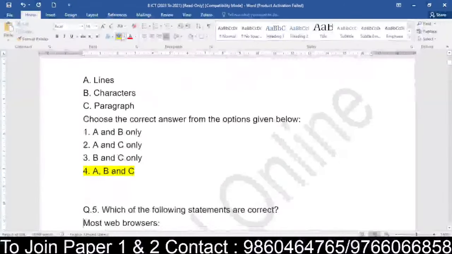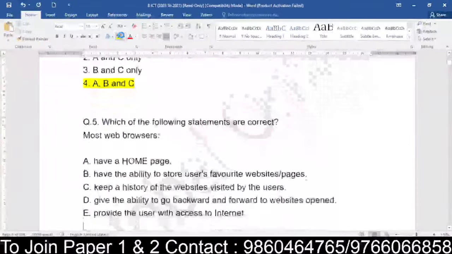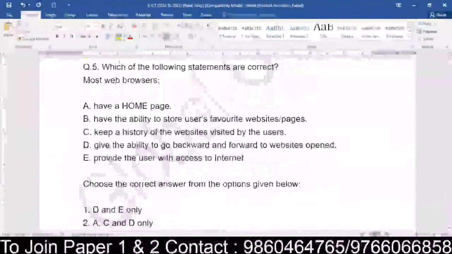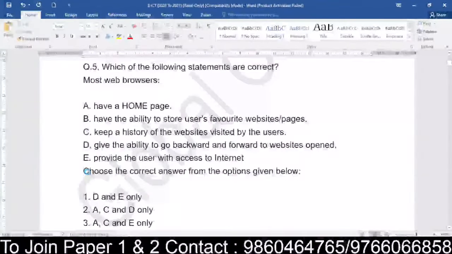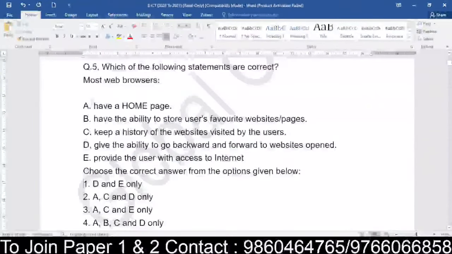Now question number 5. Let's see what it is all about. It is talking about web browsers. The question is a bit different here. Most web browsers: do they have a home page? Do they have the ability to store websites? Do they keep a history of the websites, or have the ability to go backward and forward to the websites? So what does it indicate?